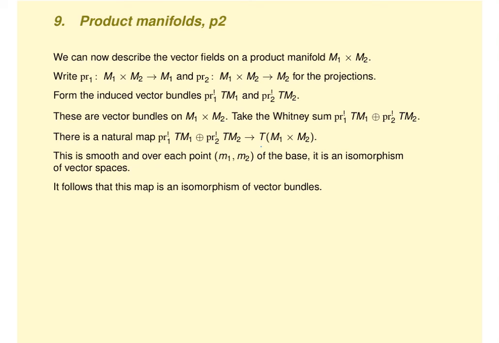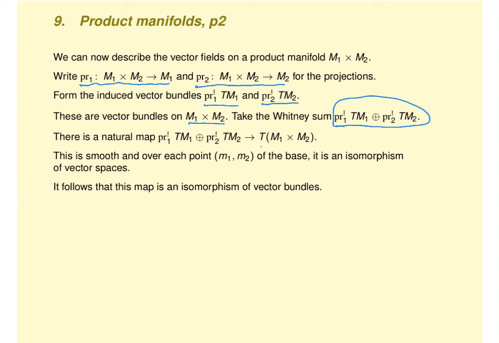We form the product manifold, of course, and we've got these two projections, to the first factor and to the second factor, and I form the induced vector bundles for both of them. I take the tangent bundle to M1 and pull it back to M1 cross M2, and I do the same thing with TM2 using the second projection. So I've now got two vector bundles on M1 cross M2. I take their Whitney sum, there it is. Okay. There's a natural map from this to the tangent bundle of M1 cross M2.